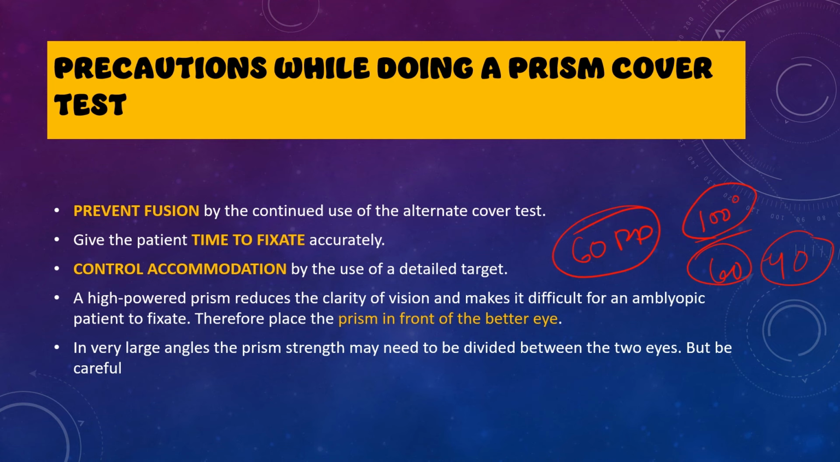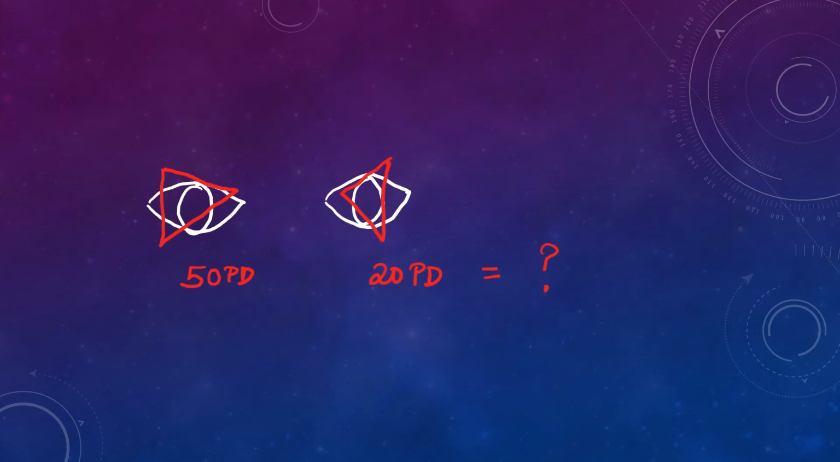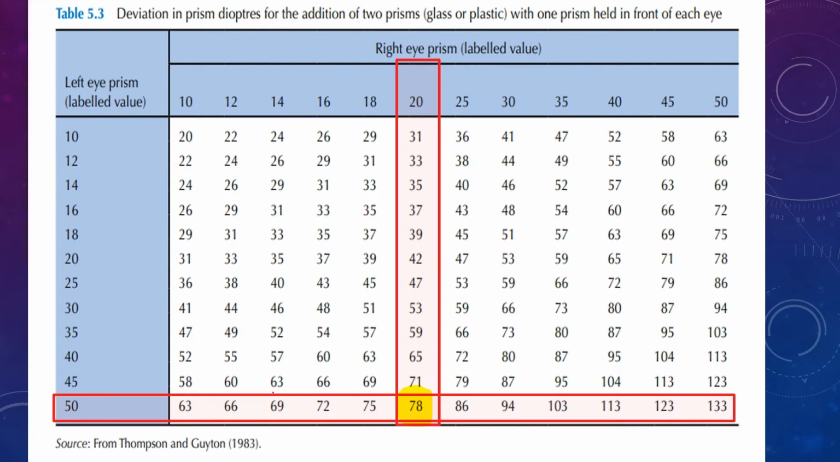However, can you simply add these prisms to get the angle of deviation? The answer is no. Suppose this was a patient who had alternating esotropia, and you were using 50 prism diopters in one eye and 20 prism diopters in the other eye, and you find that as you use these two prisms, there was no redressal movement. So now what is the angle of deviation? Is it 70? The answer is no.